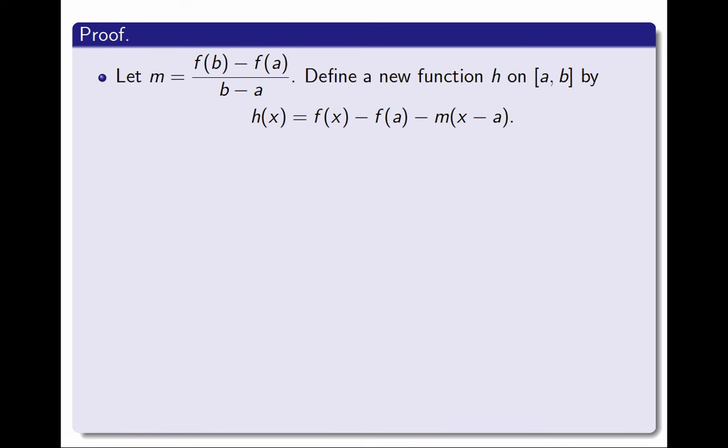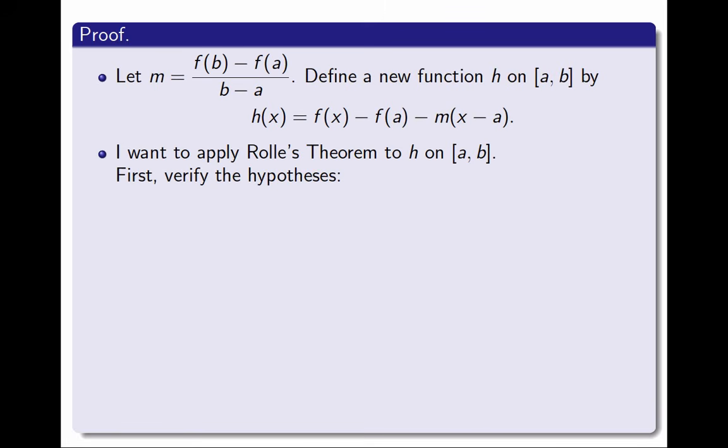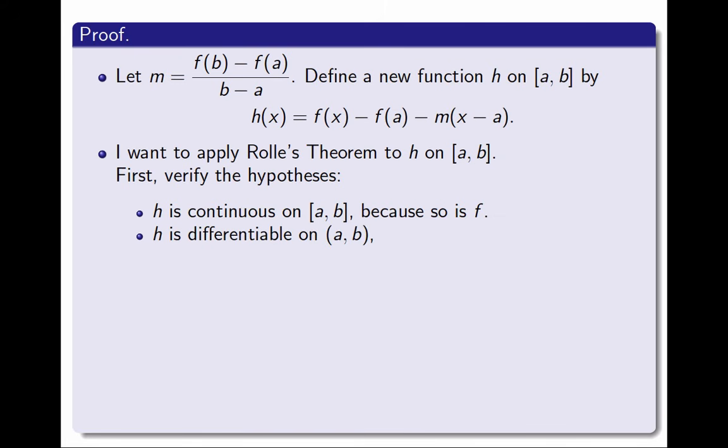I want to apply Rolle's theorem to h on [a, b]. Before I can do that, I need to verify the 3 hypotheses of Rolle's theorem. First, h is continuous on [a, b] closed because f is continuous on [a, b] closed, and h is simply made of f, constant terms, and polynomials. Similarly, h is differentiable on (a, b) open because f is differentiable on (a, b) open.